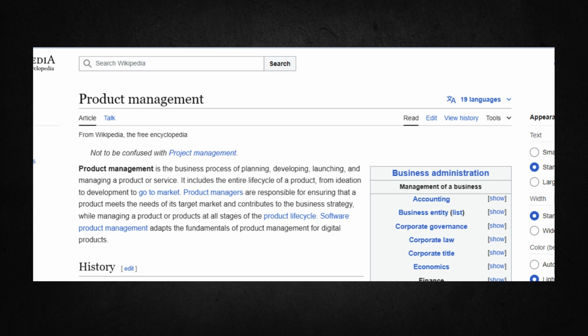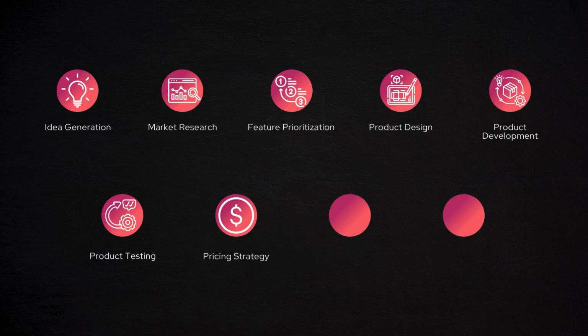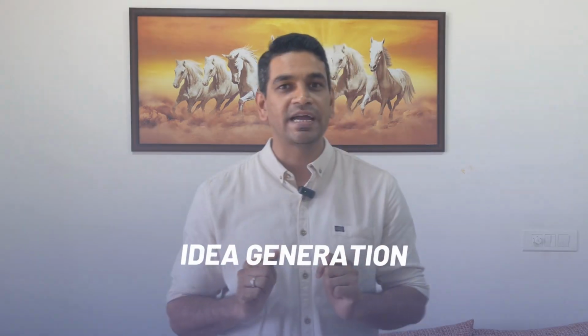Now, to make it simple, let me tell you that product management can be divided into 9 basic stages. The first one is idea generation, then you get into market research and planning, then you look at product strategy and feature prioritization. After that, you design the product. Only after that, you get into product development phase, you test the product, then you price the product, and after doing all of this, you launch the product. And once you have launched the product, it's very important to take feedback from your users and keep improving the product.